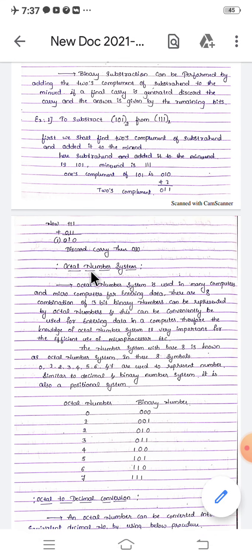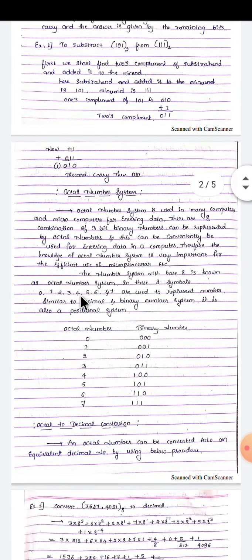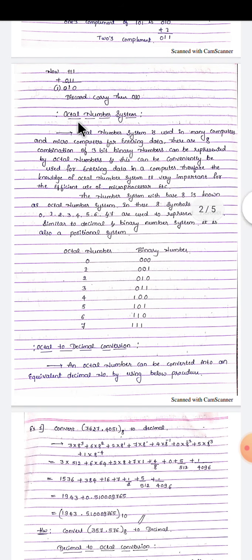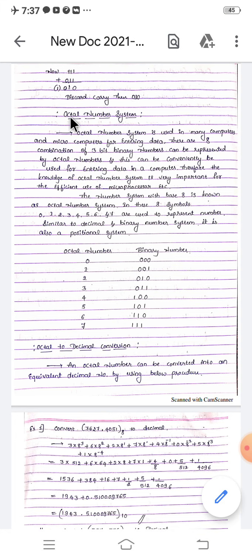Simple. Now the octal number system. So what do we mean by the octal number system? Binary and decimal you know. Binary means only 0 and 1. Decimal means 0 to 9, 10 numbers, those are decimal numbers with base 10. So octal is also a number system: 0, 1, 2, 3, 4, 5, 6, 7, that means 8. Octa means 8. These 8 numbers are octal numbers, with base 8. That is the octal number system.